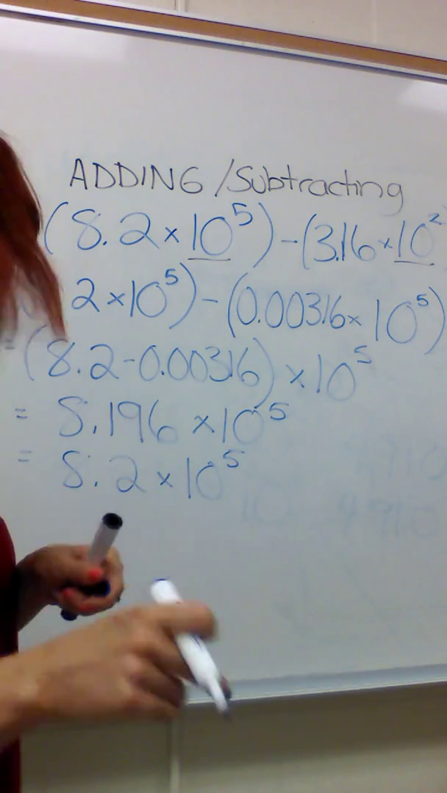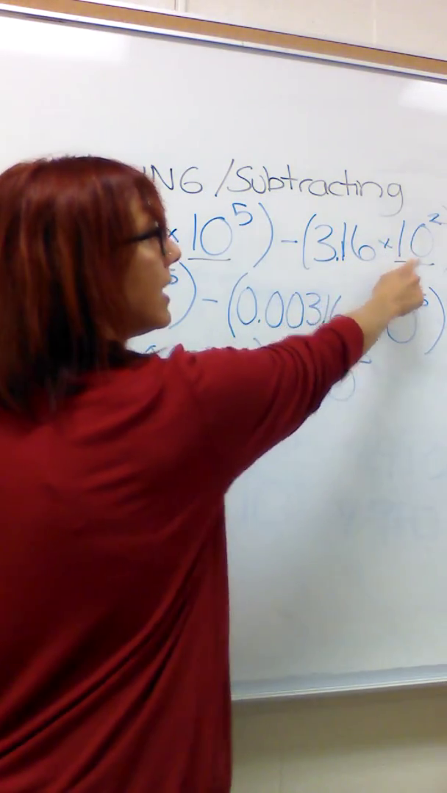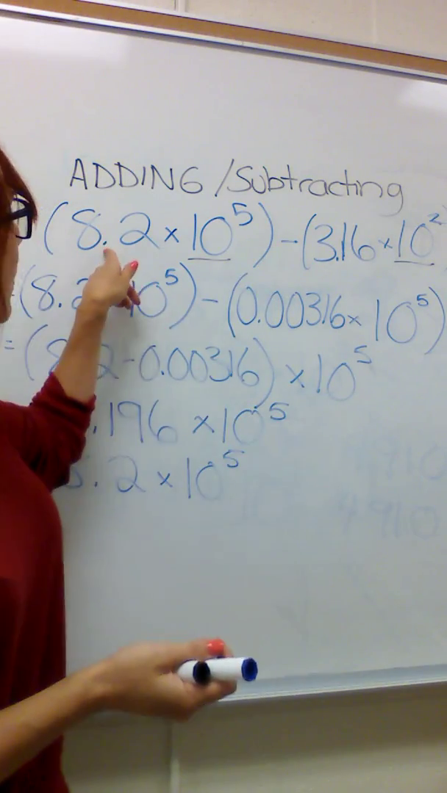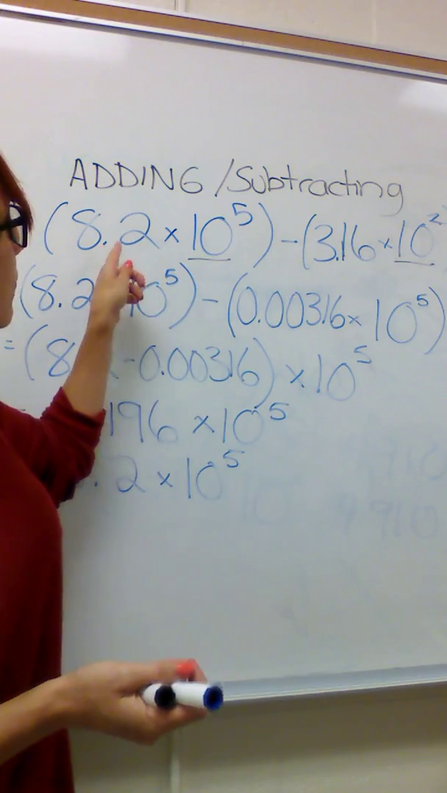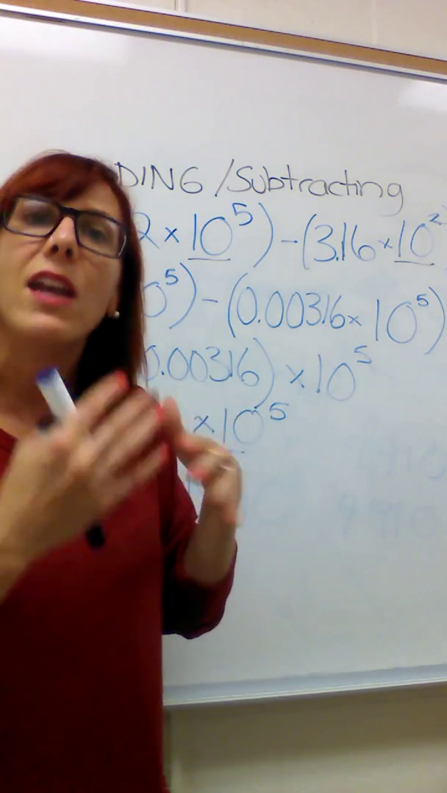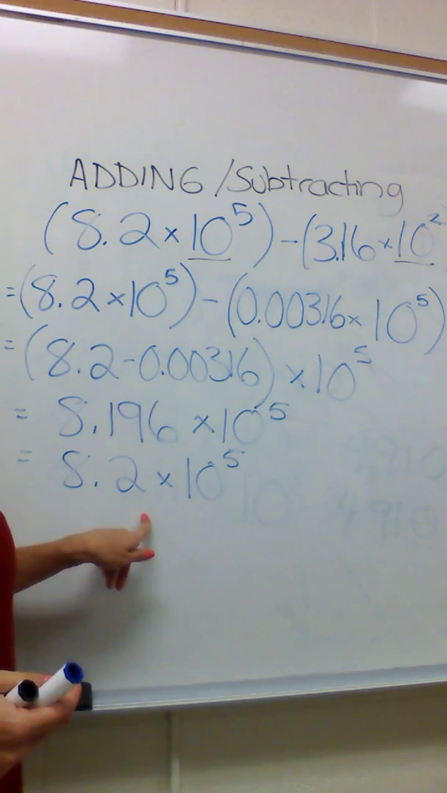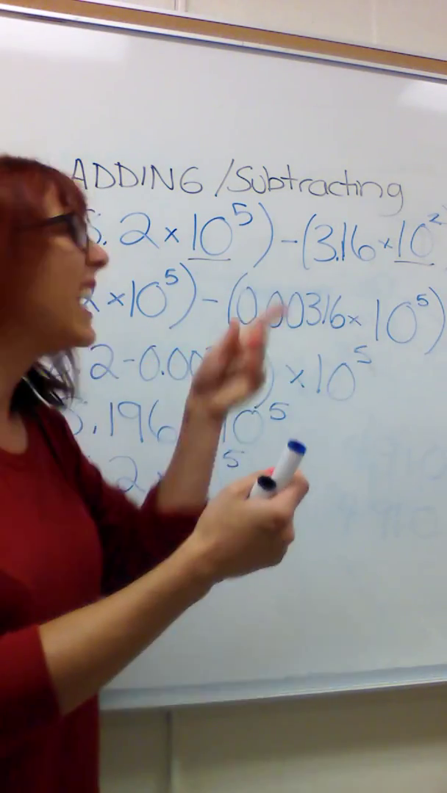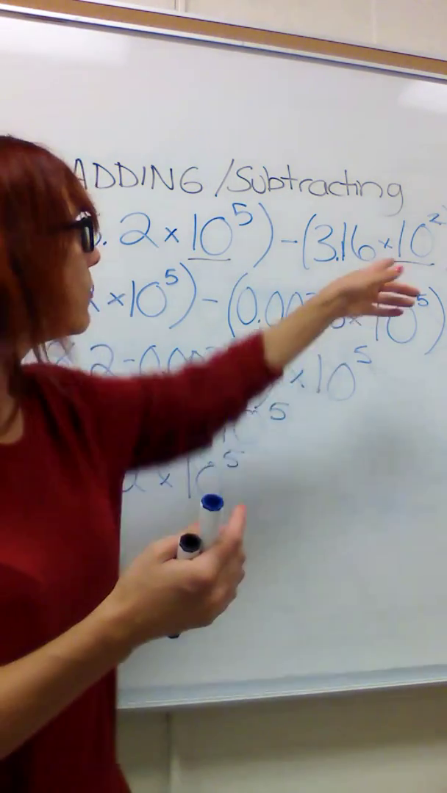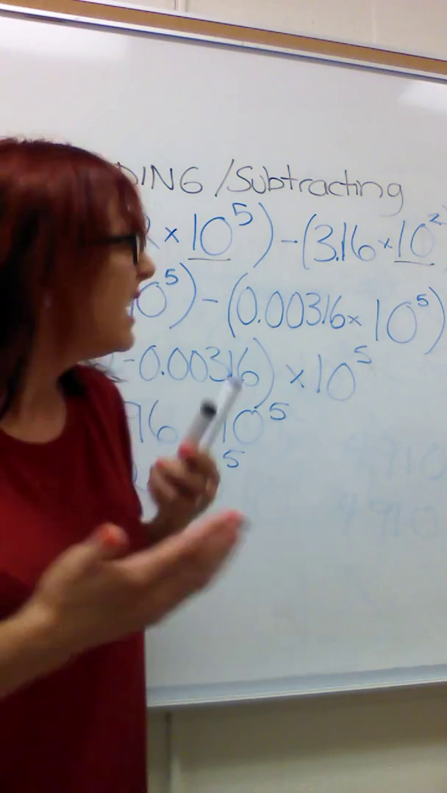If you had decided to do the same thing, but you wanted to make them both 10 to the exponent 2, you would have had to move this decimal spot 3 times to the right. Then you would have had to do the conversion, and you should have ended up with the same number. I suggest you try it again using the other power, so maybe try making them both 10 to the exponent 2. So give that a try, see if you get the same answer.